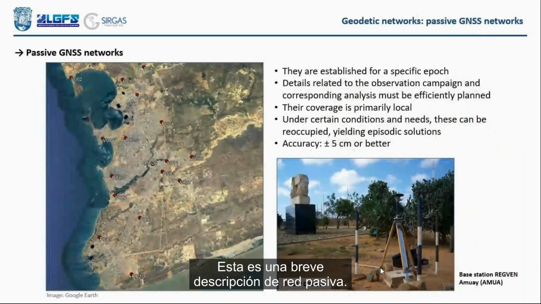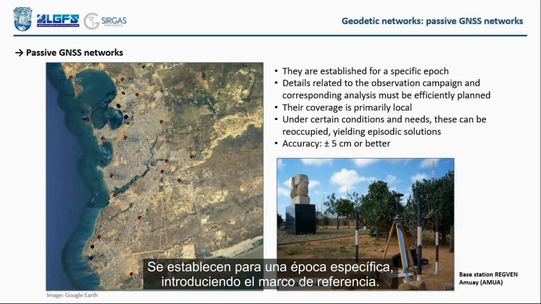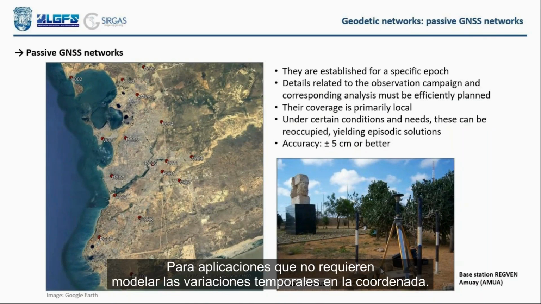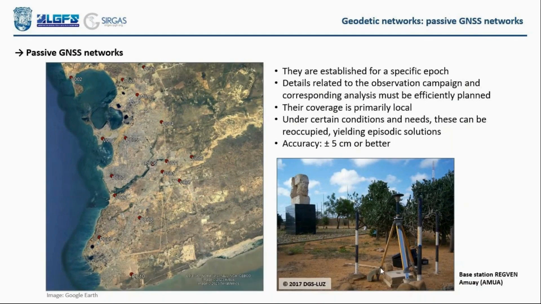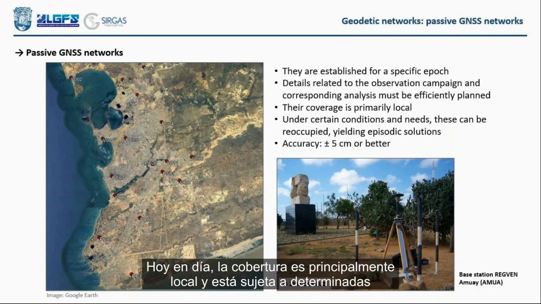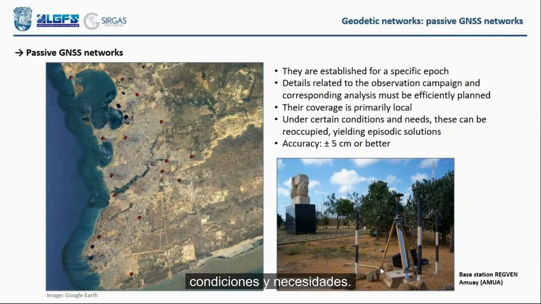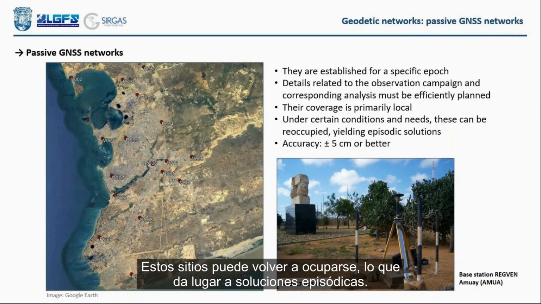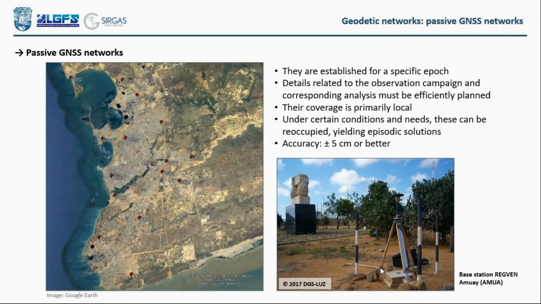Here we have a little description of passive networks. They are established for a specific epoch, introducing the reference frame for applications that do not require modeling the temporal variations in the coordinates. Some important details related to the observation campaign and the analysis must be efficiently planned. Today, the coverage is primarily local, and under certain conditions and needs, it can be reoccupied, yielding episodic solutions.